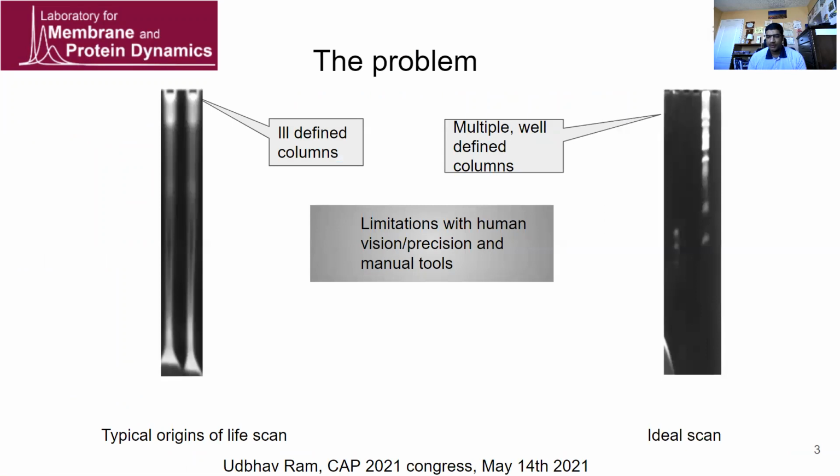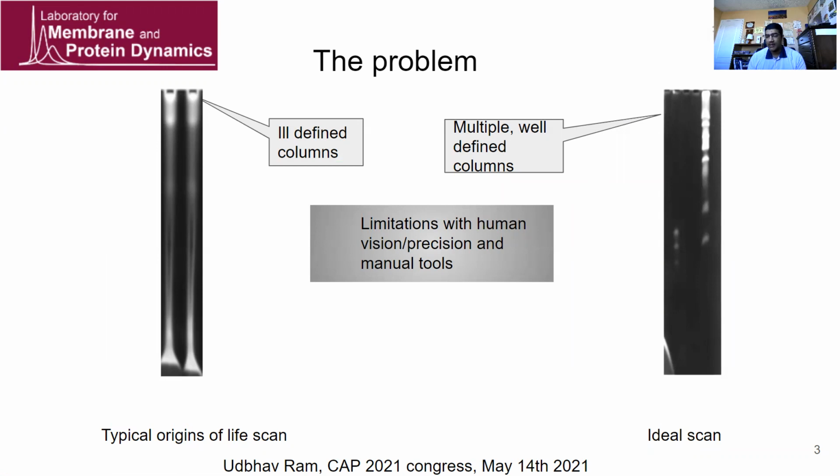Now, the problem is not all gels are perfect and not all gels will look like perfect little rectangles. Often in our lab, with the origins of life scans, we're dealing with nucleotides that are very small or come with other nucleotide lengths in that same sample. And what this results in is a visible smearing across the gel. With these types of scans, it becomes very difficult with ill-defined columns to identify using human vision the exact points at which we have our concentrations of interest.